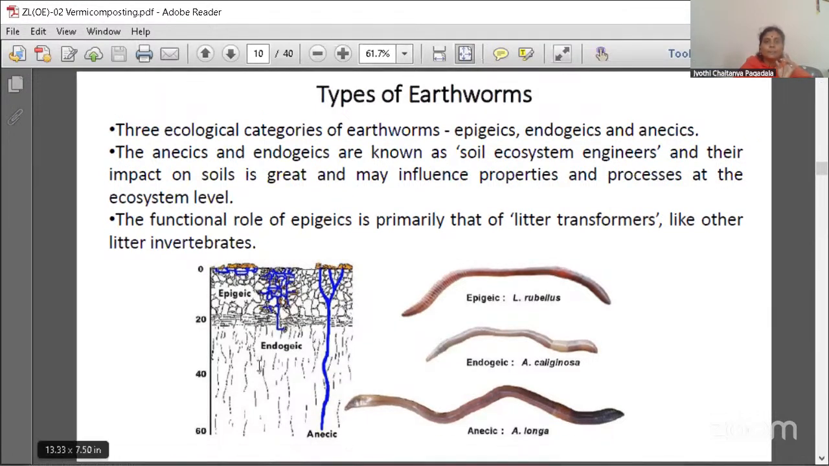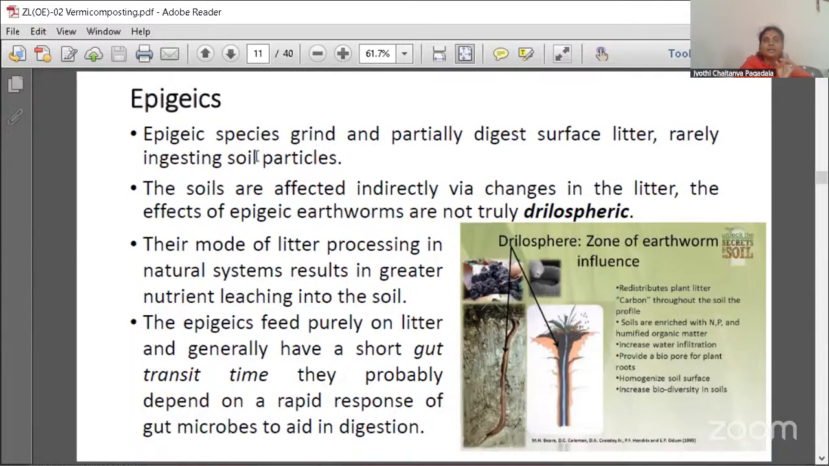Here you can see epigeics. Epigeic species grind and partially digest surface litter, rarely ingesting soil particles. The soil particles are affected indirectly via changes in the litter. The effects of epigeic earthworms are not truly drilospheric. Here you can see the structure. Their mode of litter processing in natural systems results in greater nutrient leaching in the soil. The epigeics feed purely on litter and generally have a short gut transit time. They probably depend on the rapid response of gut microbes to aid in digestion.